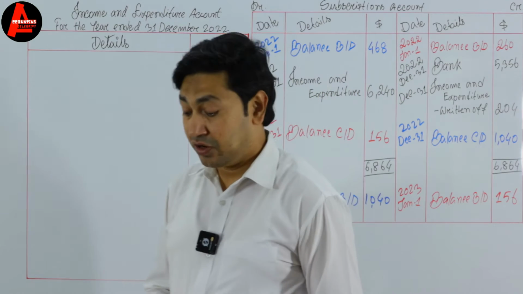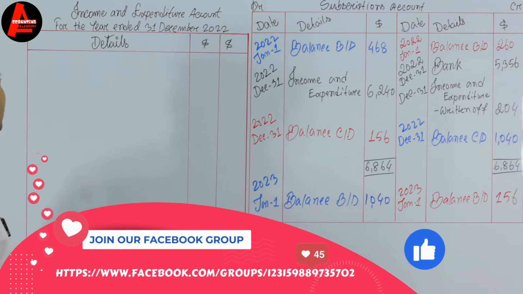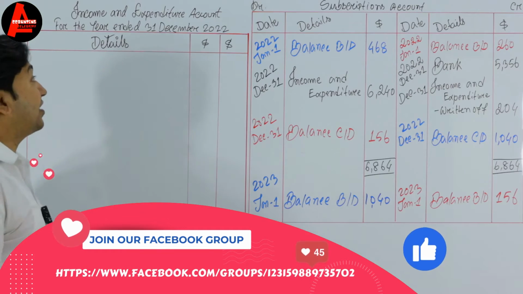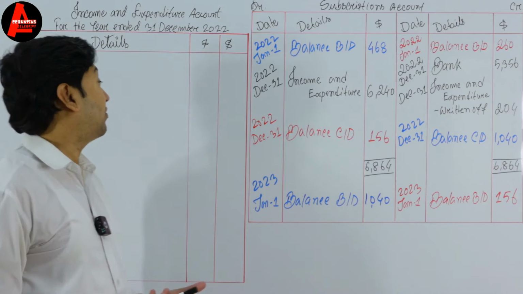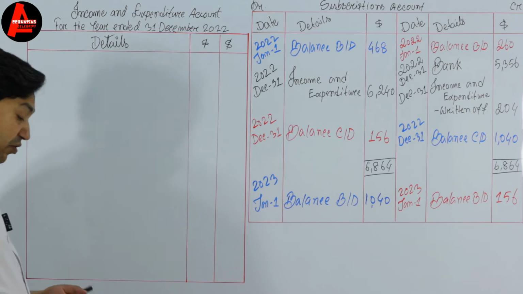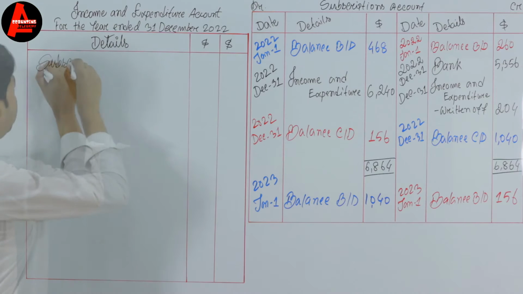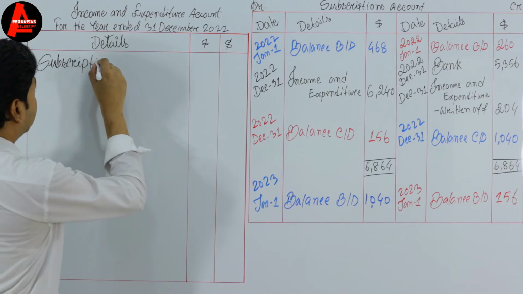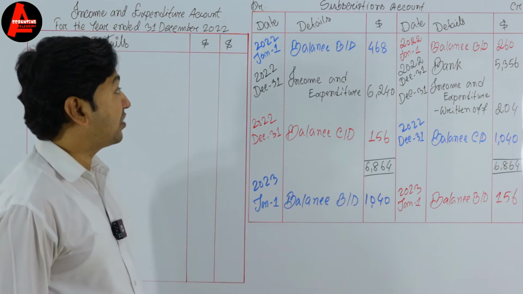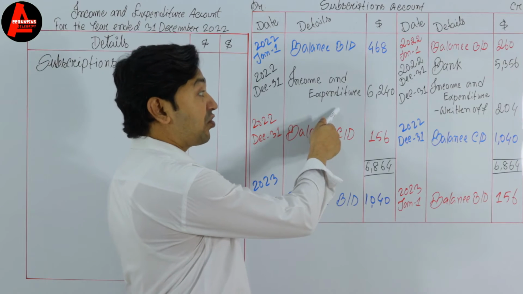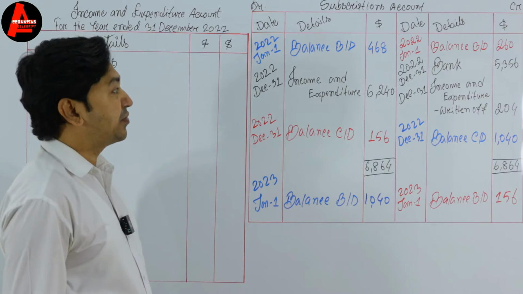First of all we need to write the revenue, which is the subscription. We are doing this account for the year ended 31st December 2022. This is our financial year for this club. So first of all we will write the revenue, which is subscriptions. On the subscription account, we wrote here income and expenditure account $6,240. So what does income and expenditure account mean?